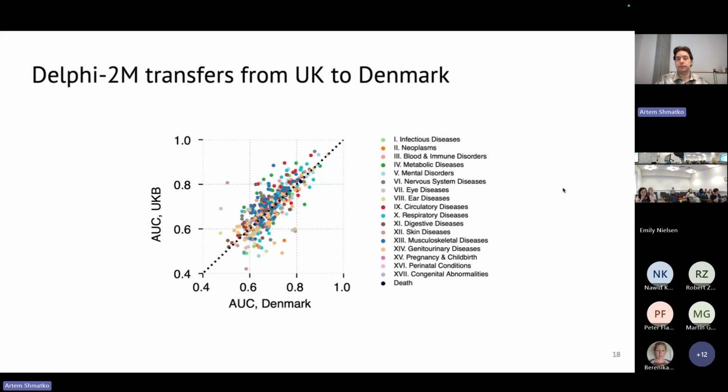And while, of course, there is some disparity, it is optimistic to see it, because the healthcare system is vastly different. The Danish records have certain disease codes that are not present in UKB at all. Of course, we can predict them, but as an indicator of how different these two data sets are, it is almost unexpected to see that the drop in performance is so small.